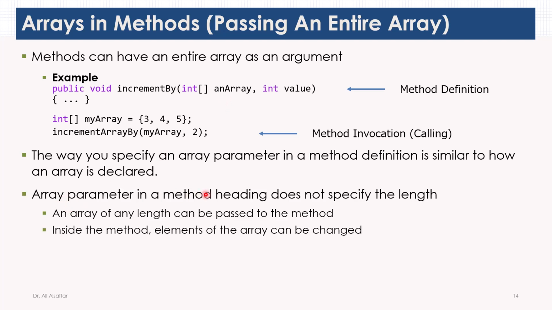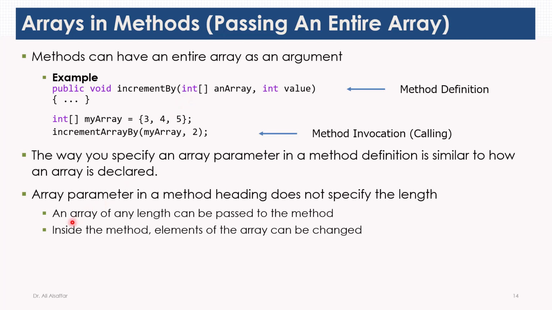Any parameter in a method heading should not specify the length. As you notice here, we are not passing the length because the length is already inside the object of the array. Because an array is an object, and if you remember, we said that it has only one instance variable, which was length. So length will be passed automatically with the array. You don't need to supply the length as a parameter for the array.